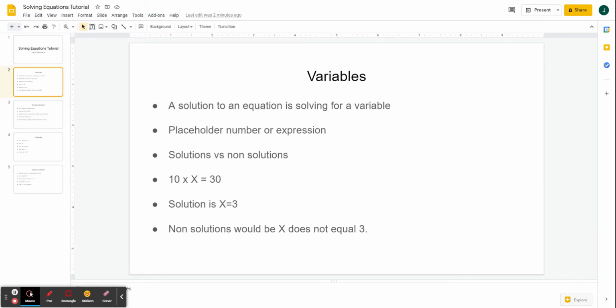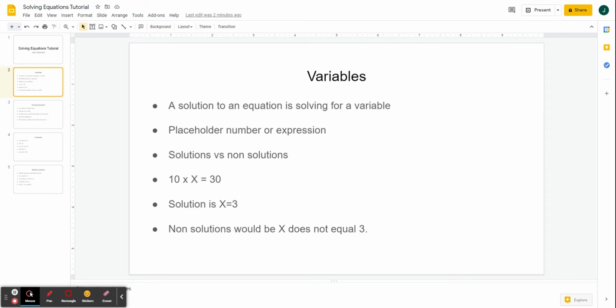And what is a variable? A variable is a placeholder number or expression that is normally represented by a letter such as x or y. The number is the actual solution, but it's just presented through a letter. So the first thing we need to understand are solutions versus non-solutions.